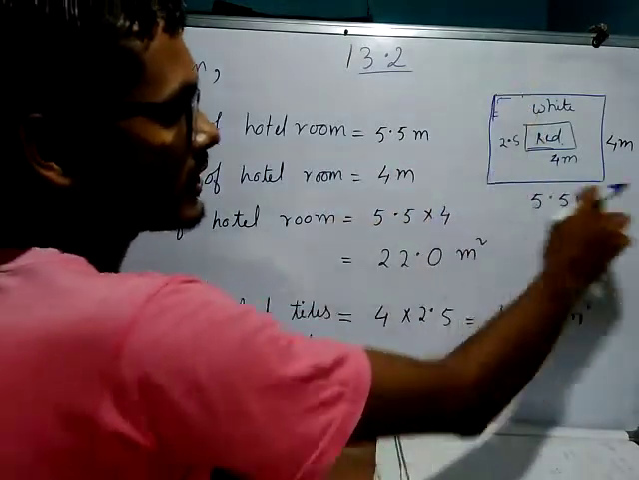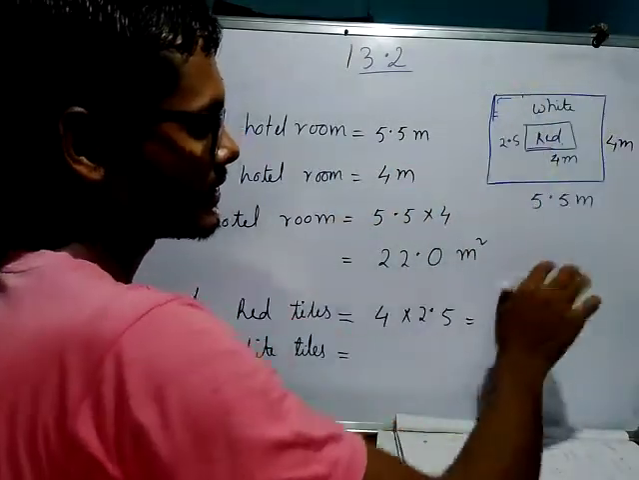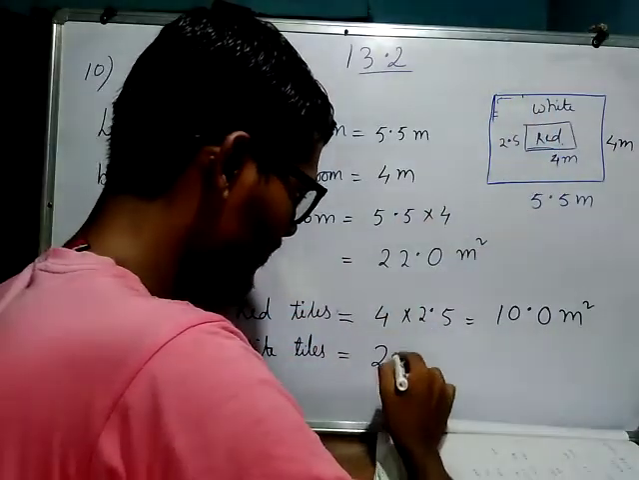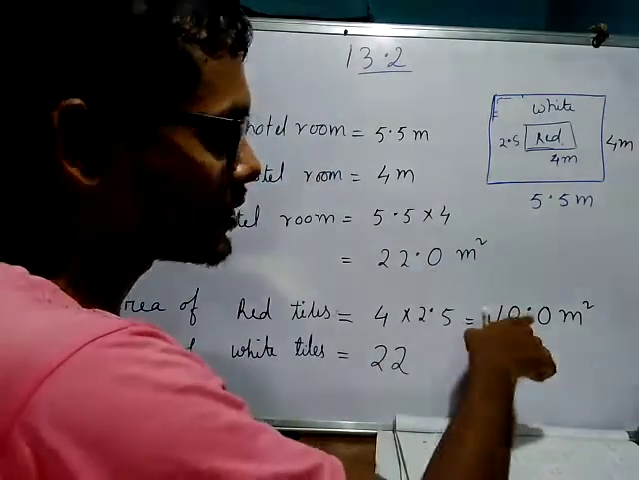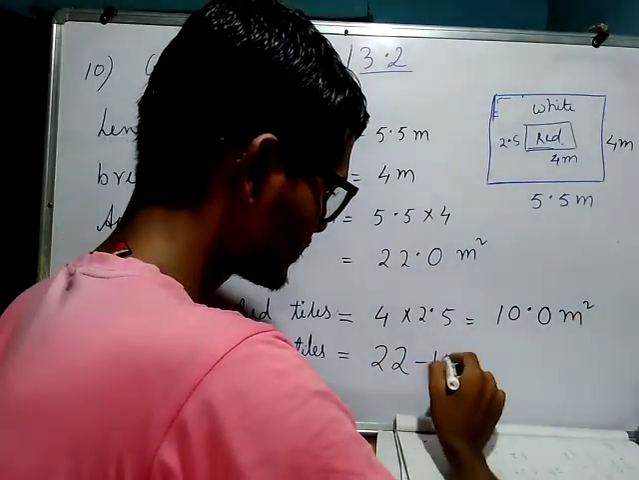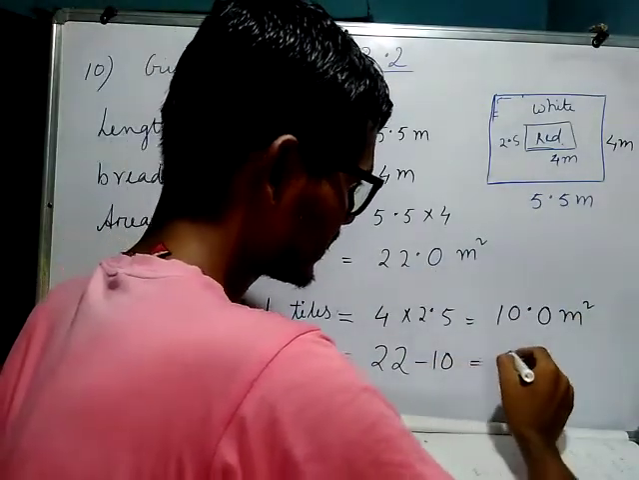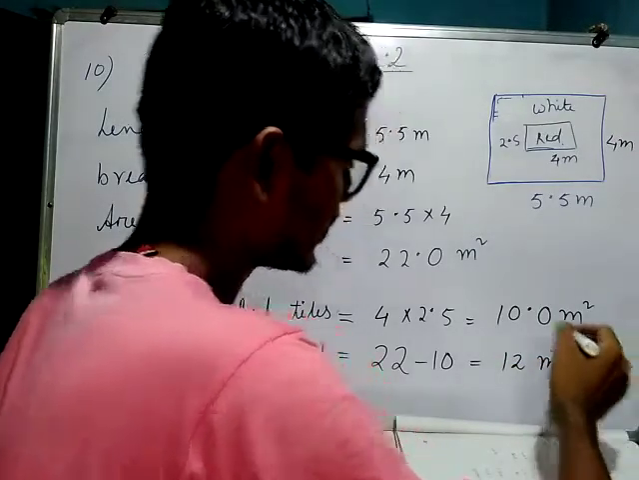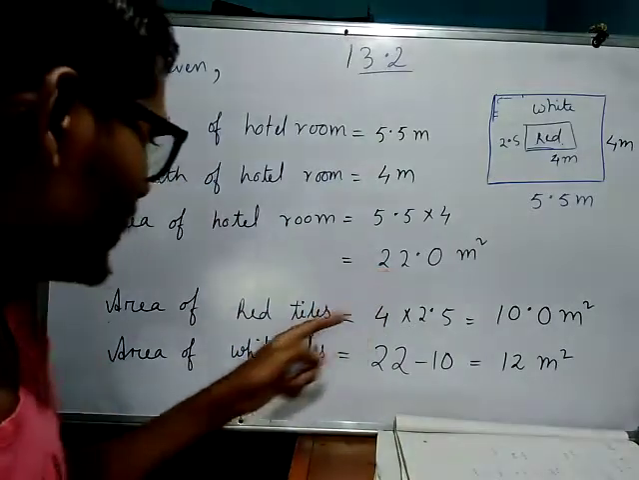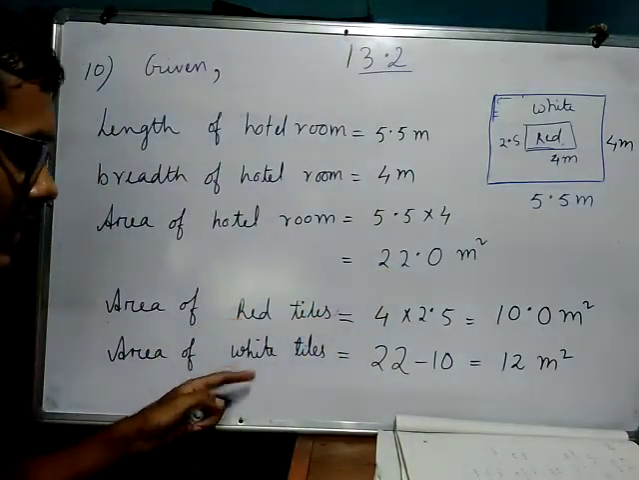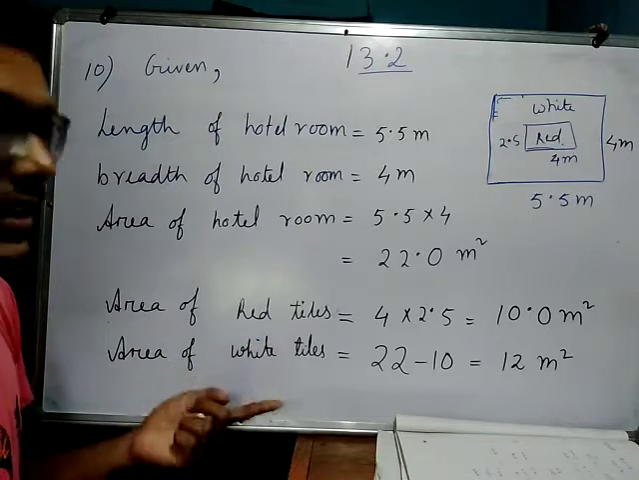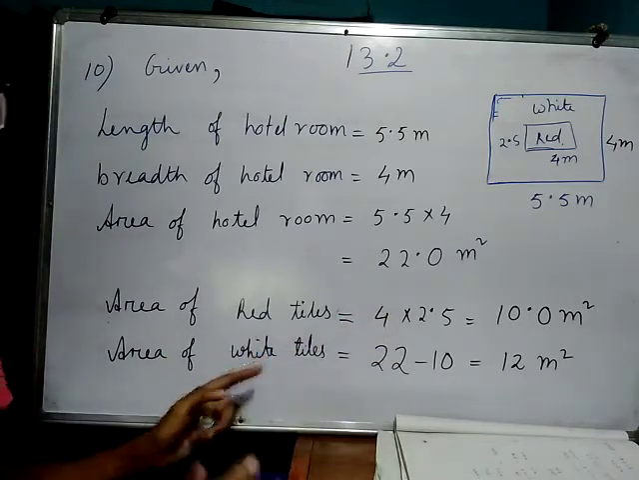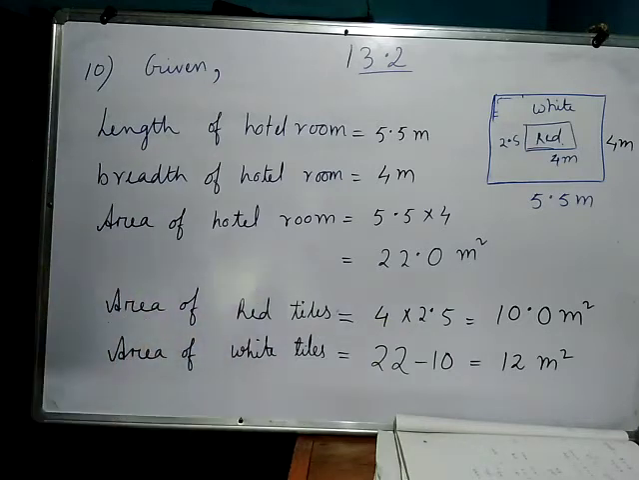Now we calculate area of white tiles. So from the total area of the room, subtract red tiles area. So total area is 22. After decimal, no need to write 0. Minus 10. It will be 12 meter square. So this is the total area of the room, this is the area of red tiles, area of white tiles. Now how many red tiles required to fill this area? We have to calculate red and white tiles.